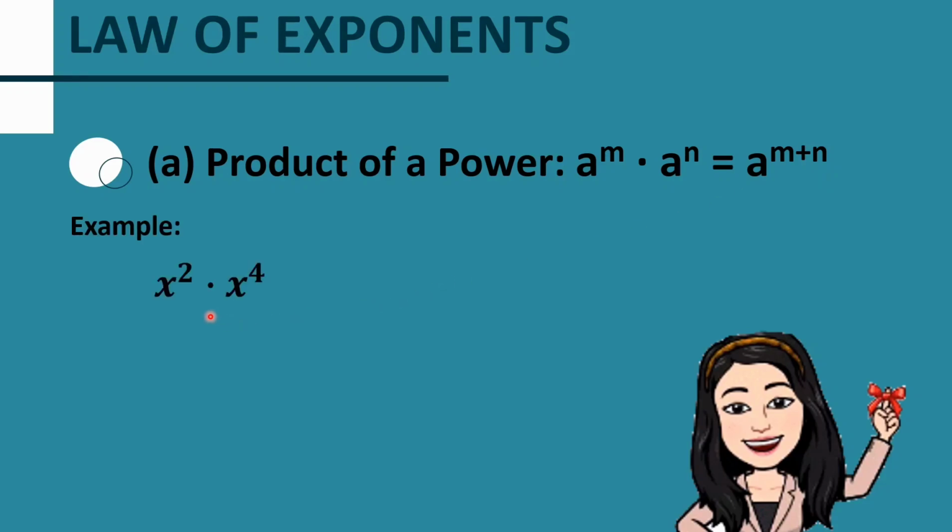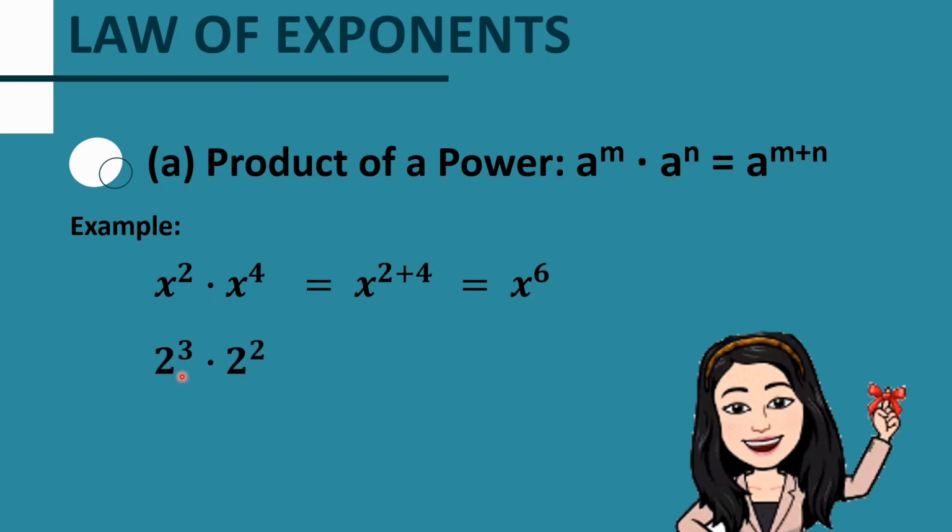We have x squared times x to the fourth power. So here, parehas lamang yung ating base. So we have exponents of 2 and 4. So in order to follow the rule of product of a power, we only need to copy the same base and add their exponents. So we have 2 plus 4, which is equal to 6. So therefore, x squared times x to the fourth is equal to x raised to the sixth power.